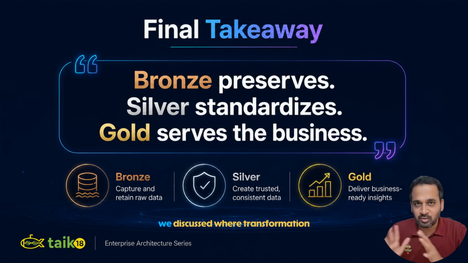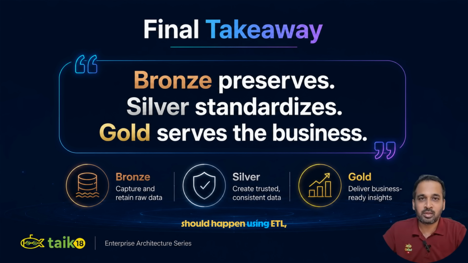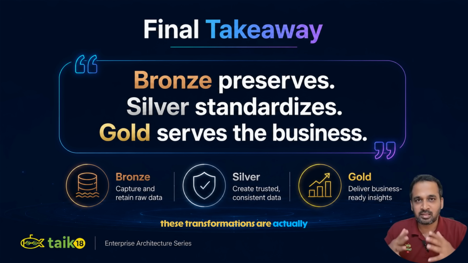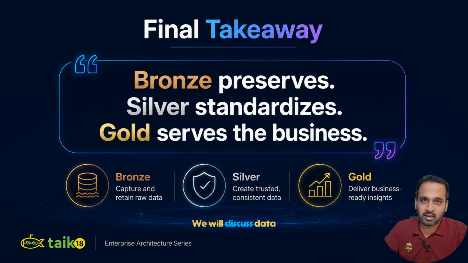In the previous episode, we discussed where transformation should happen using ETL, ELT, and stream processing. In this episode, we organize that transformation journey into bronze, silver, and gold layers. In the next episode, we will go one level deeper into how these transformations are actually executed. We will discuss data processing engines like Spark, SQL, pipelines, and orchestration.